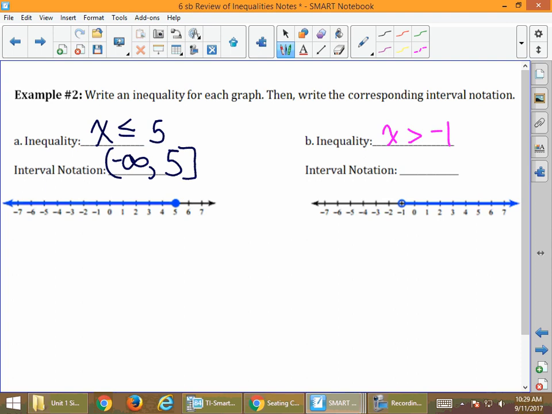In interval notation, we're going to start at -1, we're going to continue on forever towards the right, which means infinity, and once again, infinity always has a parentheses. In this case, because our -1 is open, because there is no equals in the problem, -1 is also going to be a parentheses.